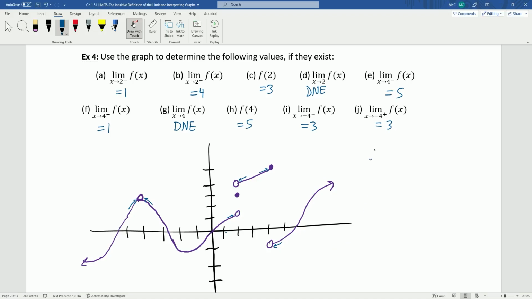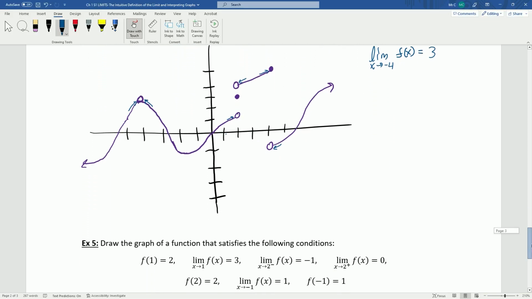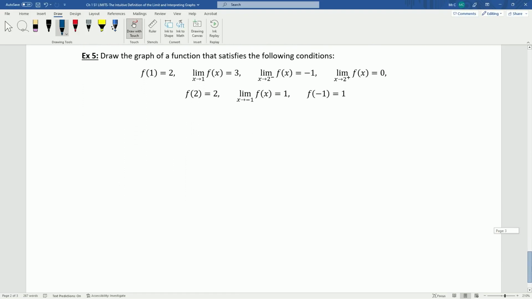So although I did not include it in the list to solve, that means that the limit as x approaches -4 of f of x equals 3, since both the left and right hand limit are equal. All right, that's it for that one. We've interpreted that graph. Now let's take a look at this last question.